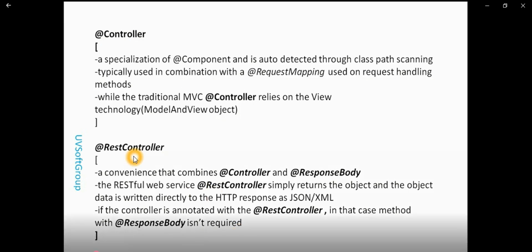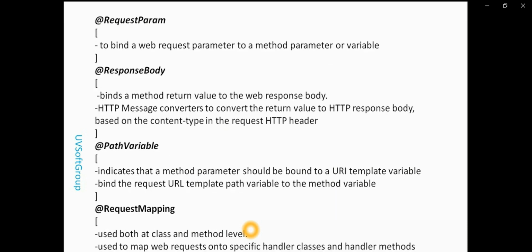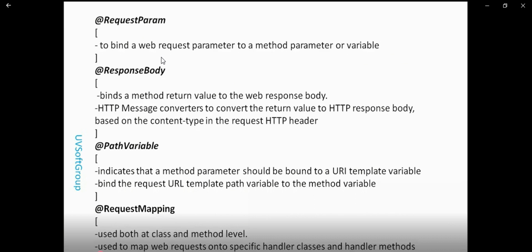If you define your REST controller, then all the respective interfaces and methods will be exposed as REST APIs, and then you can call your REST APIs over the HTTP protocol with the different HTTP verbs, and you're done with your job. So if you have other parameters that we need, the request parameter annotation binds a request parameter to the method parameter as a variable.